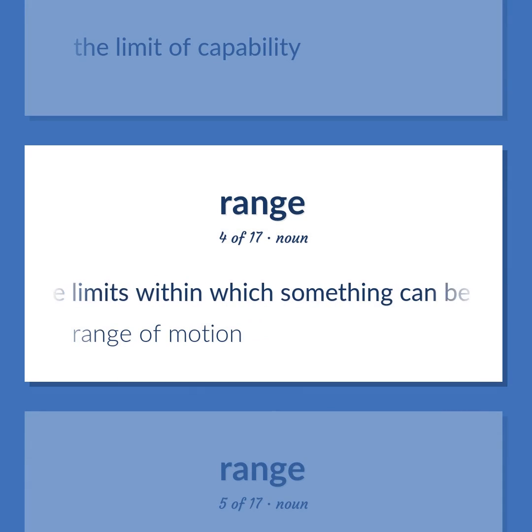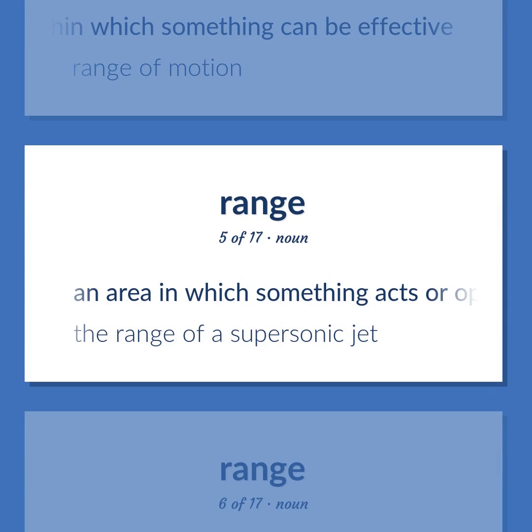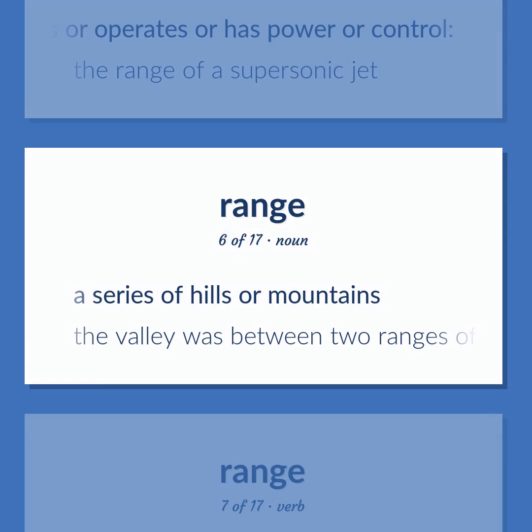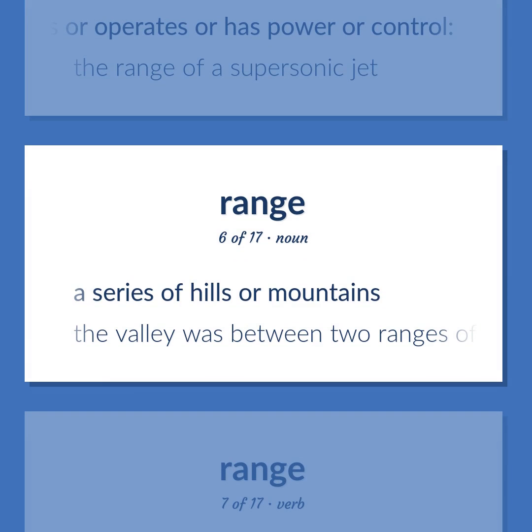The limits within which something can be effective. Range of motion. An area in which something acts or operates or has power or control. The range of a supersonic jet. A series of hills or mountains. The valley was between two ranges of hills.